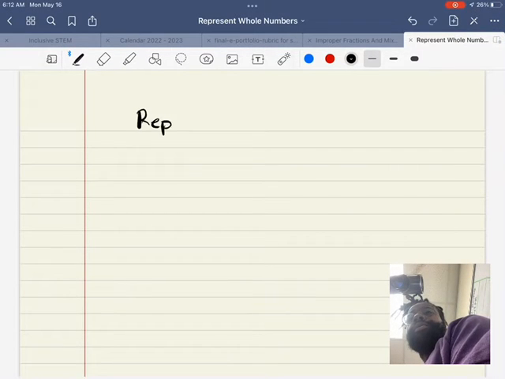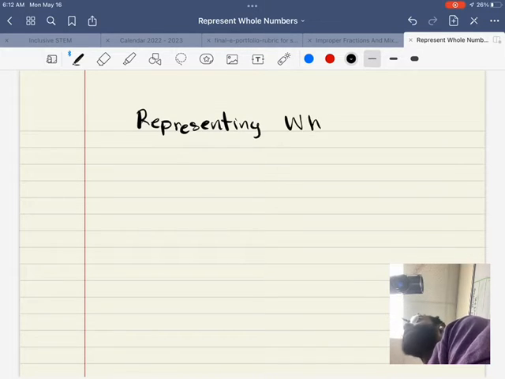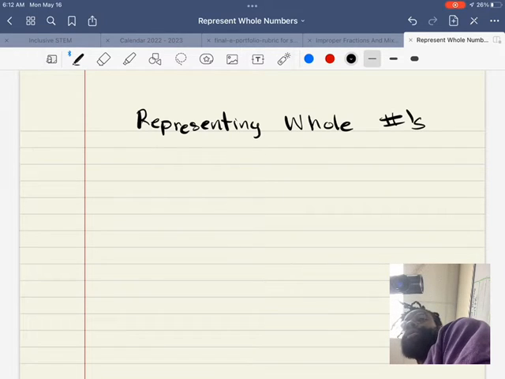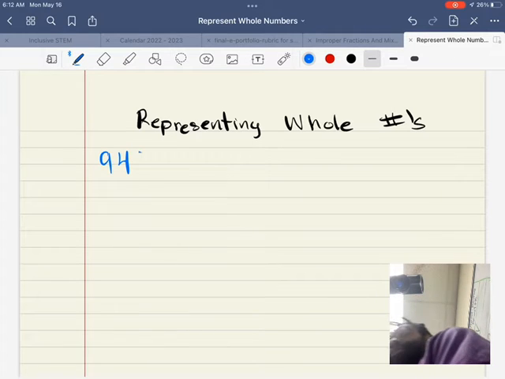All right, so I'm going to take some notes on representing whole numbers. This is kind of a review, should be anyway. But what we'll do is we'll write a number out, and then we're going to show the different ways that you could actually represent that number. Standard form, expanded form, notation, all that good stuff. So we're going to do 945.